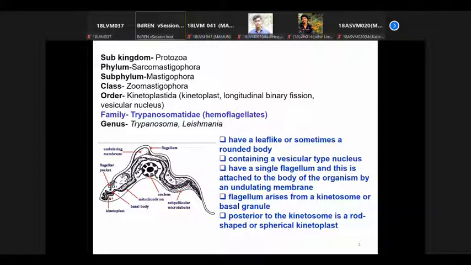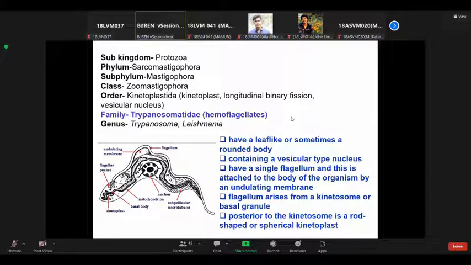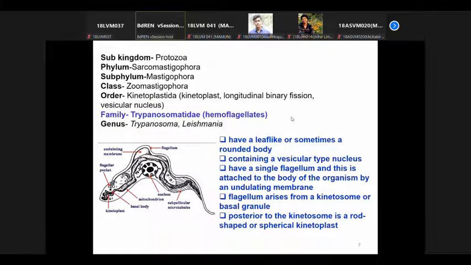Order Kinetoplastida. So I put some characteristics in parentheses. It is kinetoplast. They contain kinetoplast. Longitudinal binary fission. Remember it. The trypanosomes, they divide longitudinally, not horizontally. So the exceptional case, longitudinal binary fission and vesicular type of nucleus.